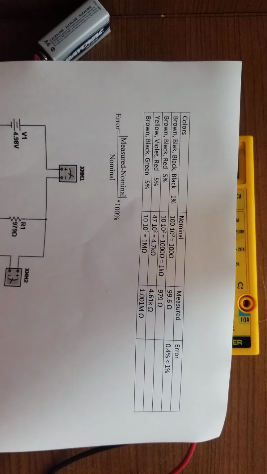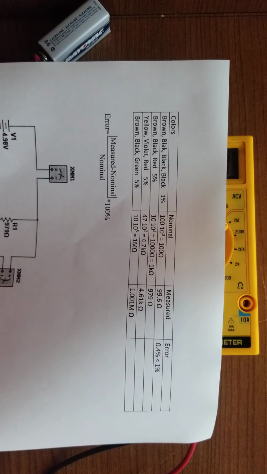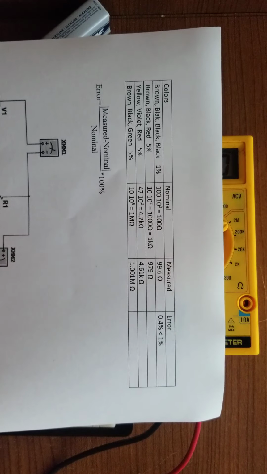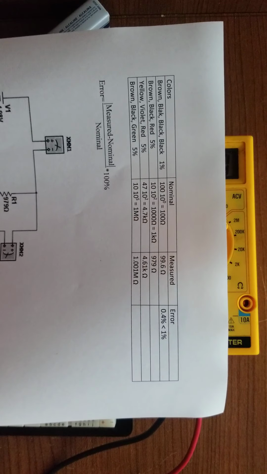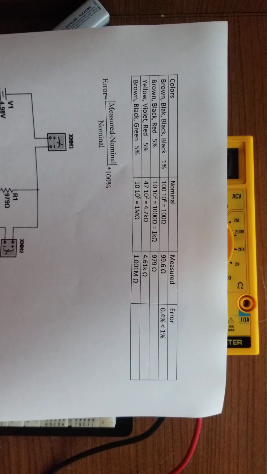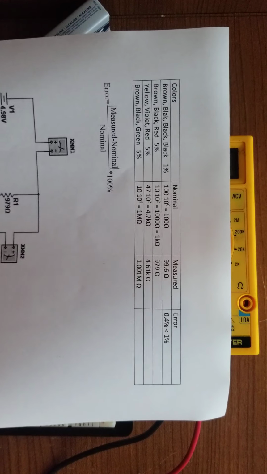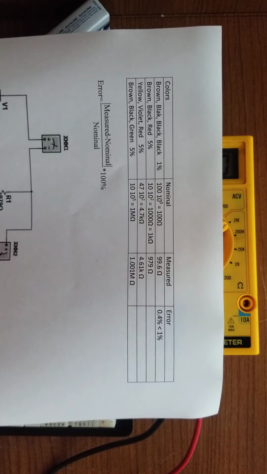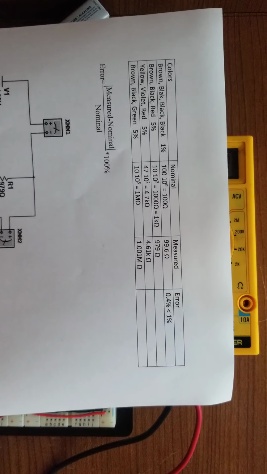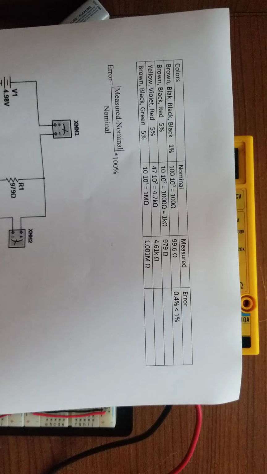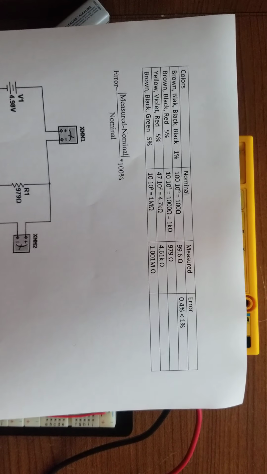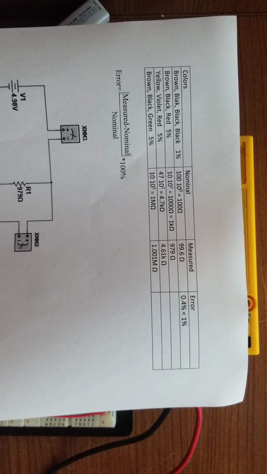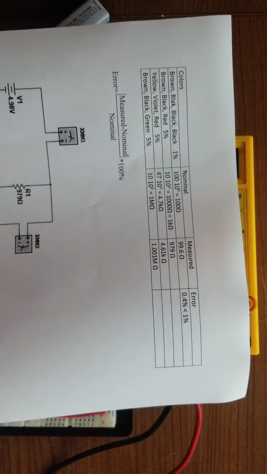I'm going to show you a table that I have created for this specific case. In the first column, I have noted the colors of the resistors. From the colors, I can read the nominal values, that means the values that I expect from the manufacturer. And I have measured them. Then I have evaluated the error between the measured and the nominal value and verified whether it's within the tolerance prescribed by the manufacturer.